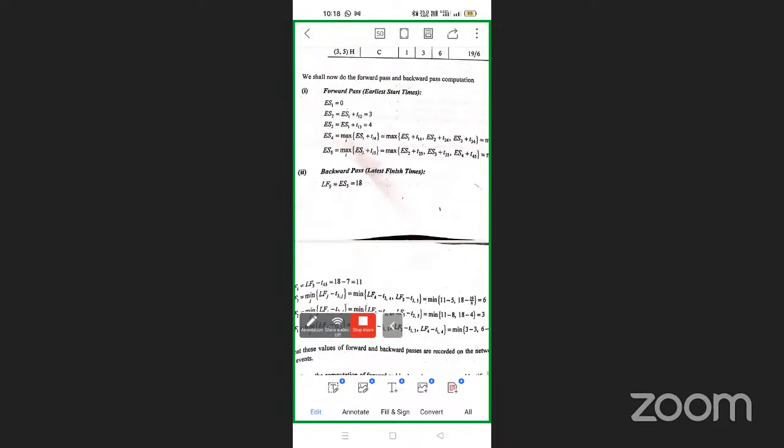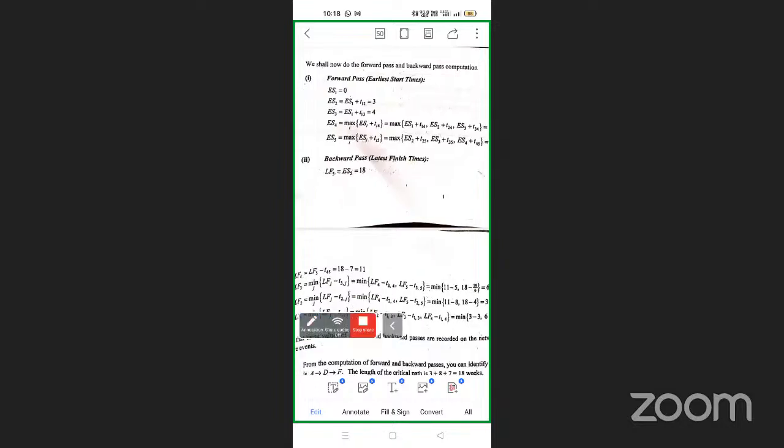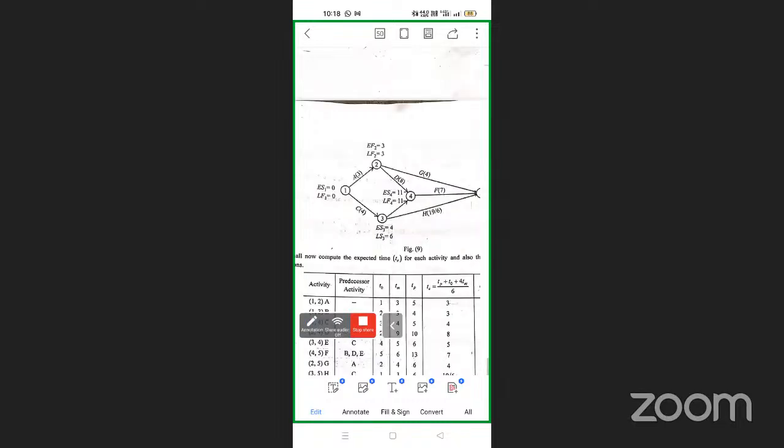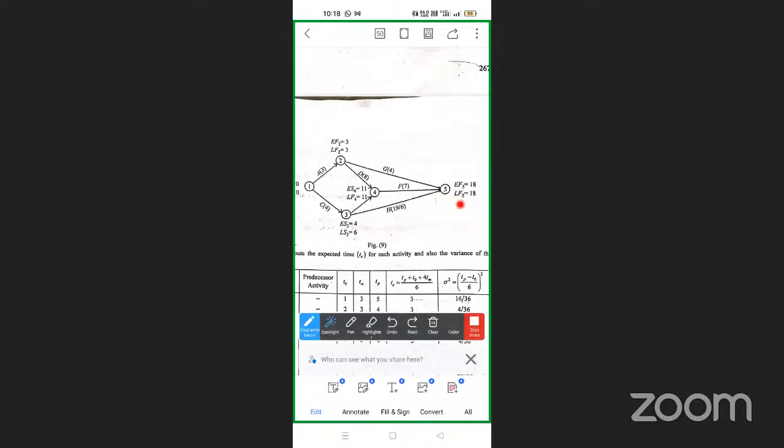That is the latest finishing time. In backward pass computations, the latest finishing time is equal to the earliest starting time, so these two are equal. That's why LF5 is equal to 18 directly. Next we calculate the fourth one. The fourth node is connected to a single node, the fifth. So 18 minus 7 is equal to 11, so the latest finishing time of node 4 is 11.